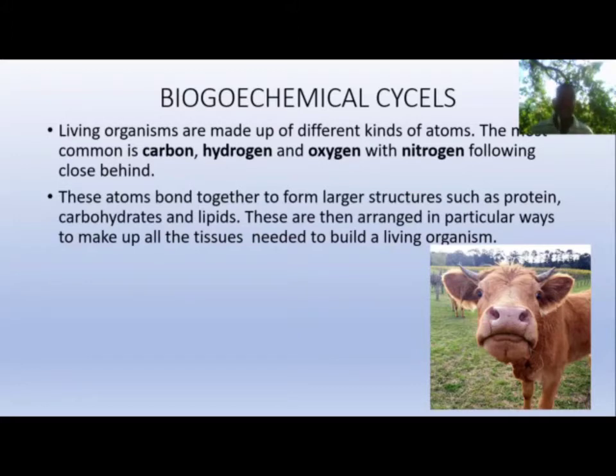Now these atoms bond together to form large structures such as protein, carbohydrates and lipids. These are arranged in particular ways to make up all the tissues needed to build a living organism. So living organism. So if you see the cow right there, break that cow all the way down, it's going to come back right down to those tiny atoms that make them up. That is important foundation for you to understand these carbon and nitrogen cycles.